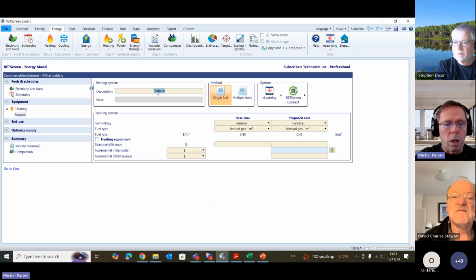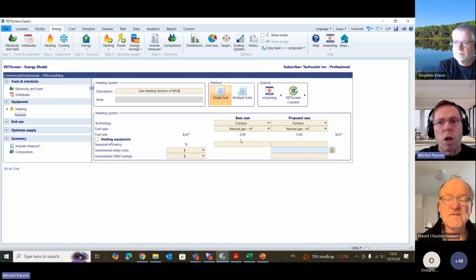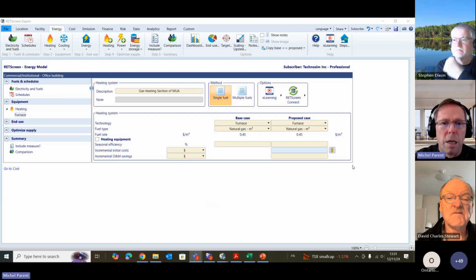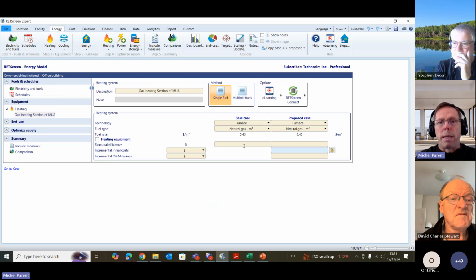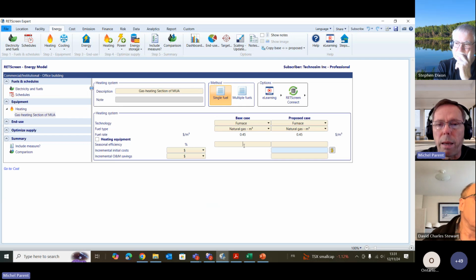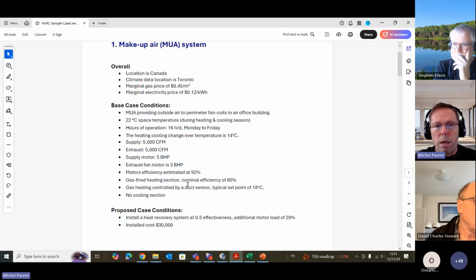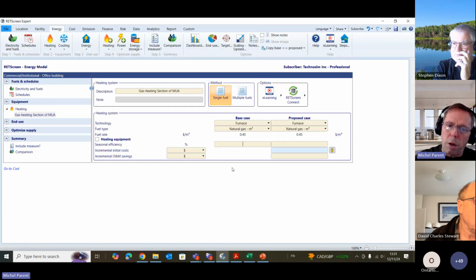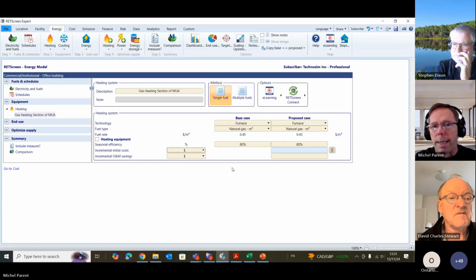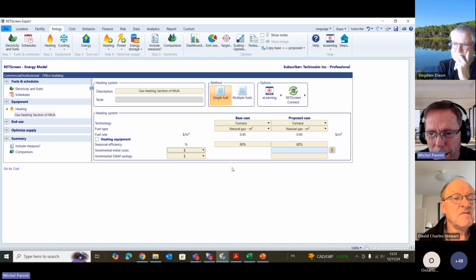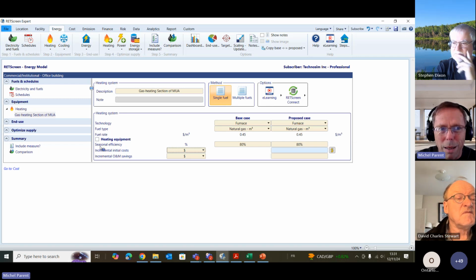So here I'm going to change that to gas heating section of MUA. It doesn't have to be that long of a name, but just for clarity. And now it says in the sheet that I just showed you on the PDF, it's 80% nominal efficiency. Now I'm going to enter 80% here. Did I make a mistake? Yes, I did, because it says right here, seasonal efficiency, not nominal efficiency.